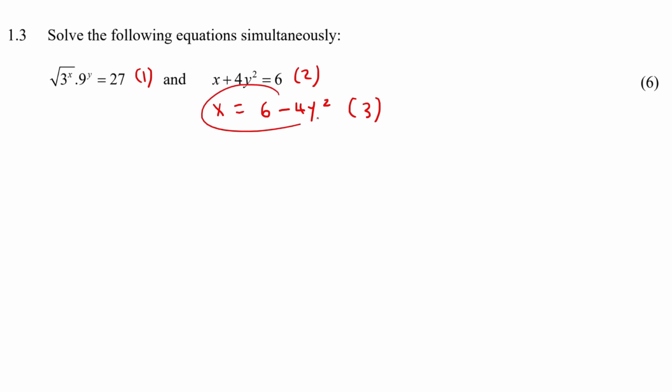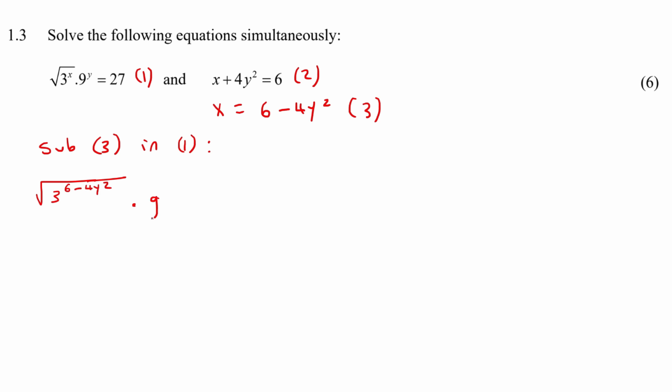What you now do is you take this expression and substitute it into this one. I'll show you how to do that now, but let's just say here, substitute number 3 into number 1. Okay, so remember that what this says is that x is the same as this. So we're going to replace that with 6 minus 4y squared. So we're going to have 3 to the power of the square root of 6 minus 4y squared, and then 9^y equals 27.